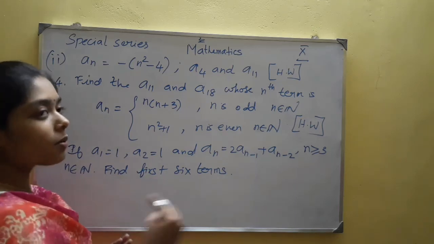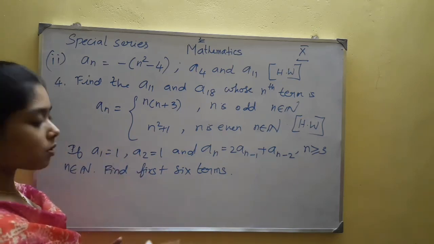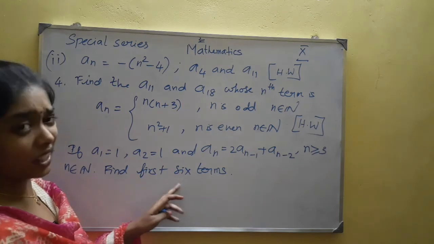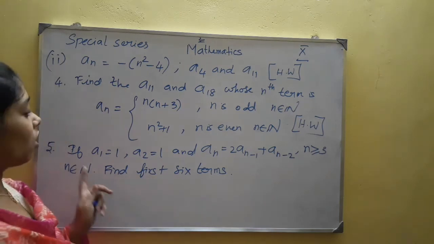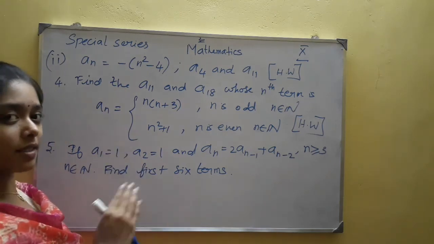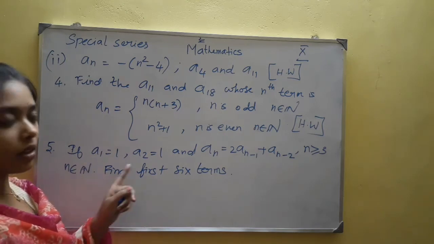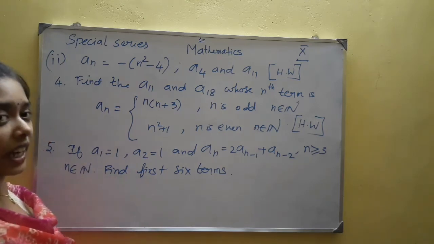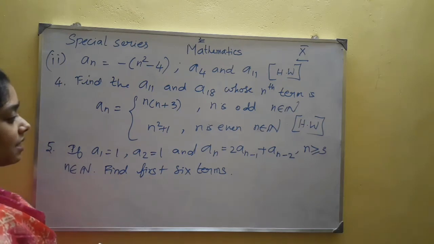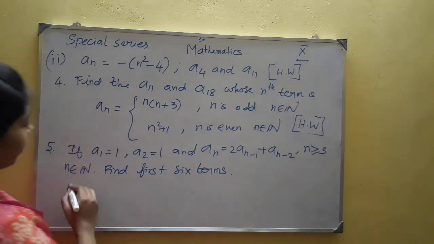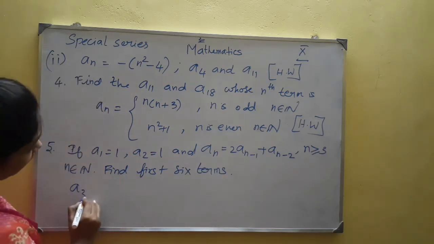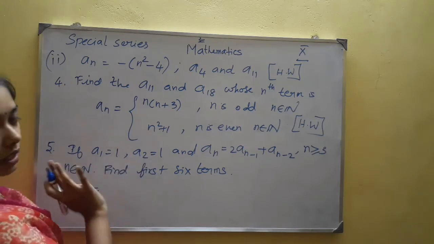So how many terms do you want to find? 4 more terms, because totally how many terms do you want to find? 6 terms, no? So A1 to A6 is 6 terms. So the A1 term is given, the A2 term is given. You want to find A3, A4, A5 and A6. Okay, now I want to find A3 because A1 and A2 are given in the question.